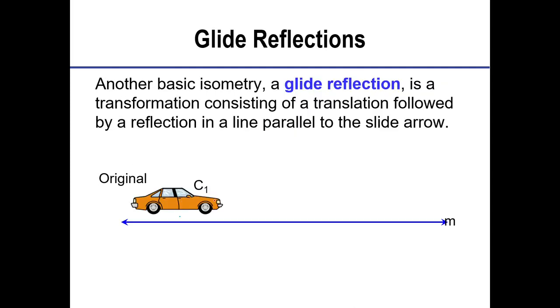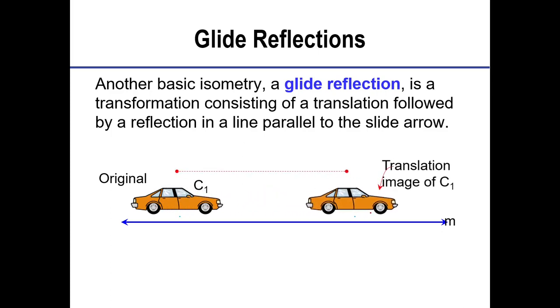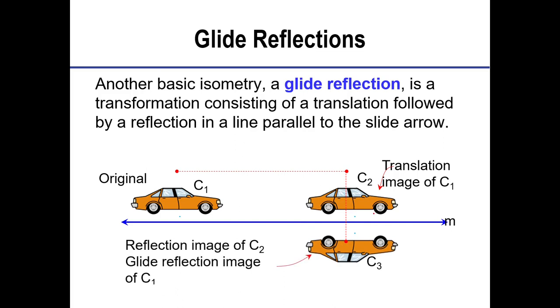Another basic isometry, a glide reflection, is a transformation consisting of a translation followed by a reflection in a line parallel to the slide arrow. Essentially, we are going to translate the car in one direction, and then we're going to take the image of this car and reflect it about the line M. This is known as a glide reflection. We're doing a translation and then following that up with a reflection.